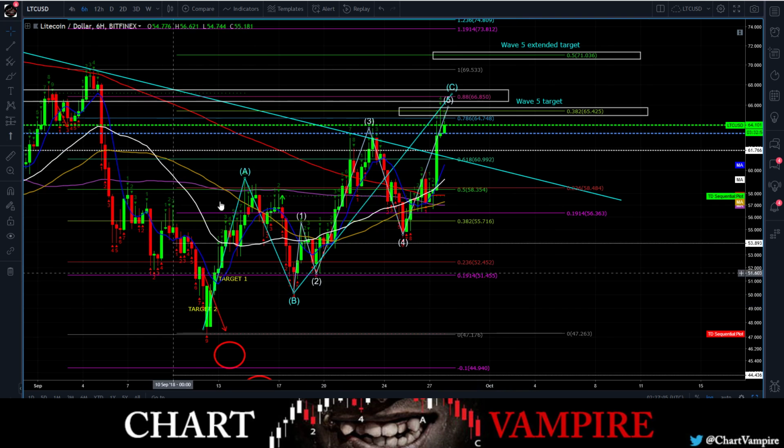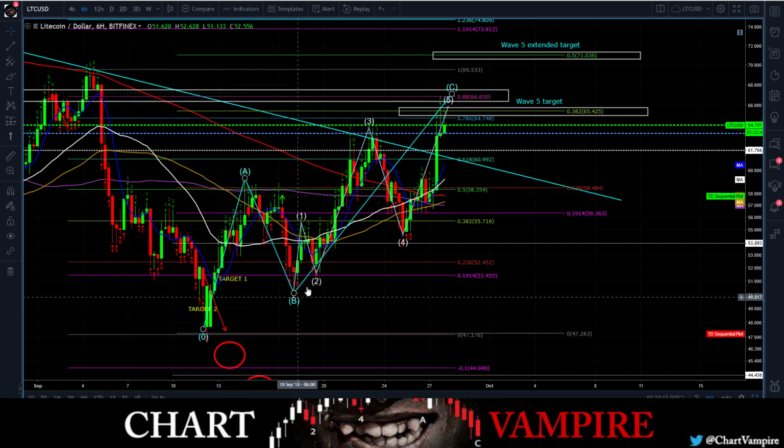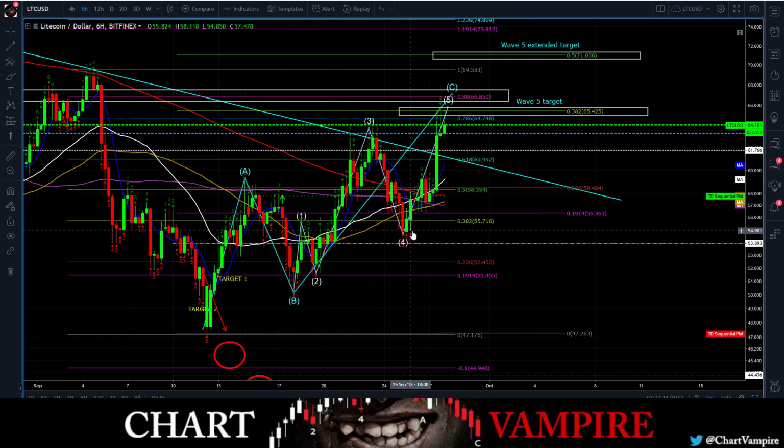Litecoin, this looks good. This looks really good. You put in an A, you put in a B, and you're now finishing a C, and this looks really good. This is very bullish, right? This was a bullish count. 1, 2, right? Didn't quite violate the one right here. 1, 2, 3, 4, and came up. You know, looks really good.